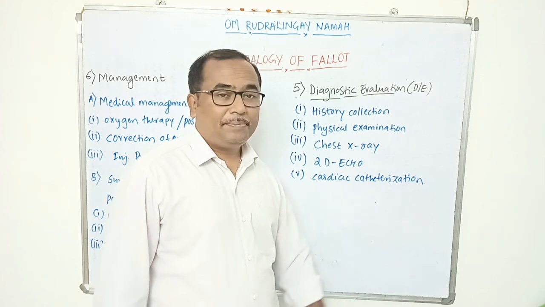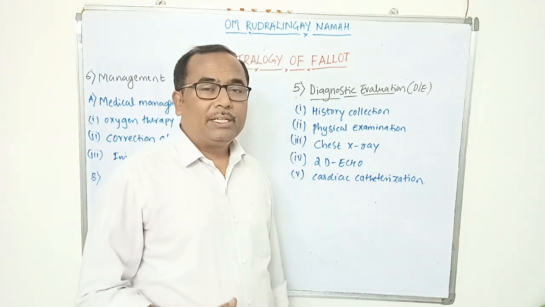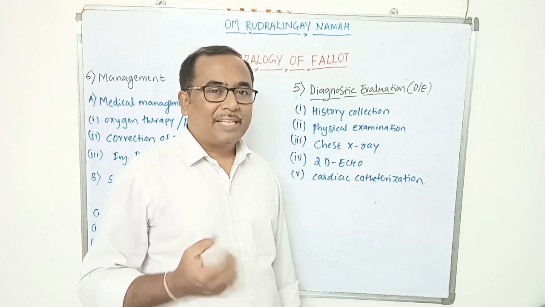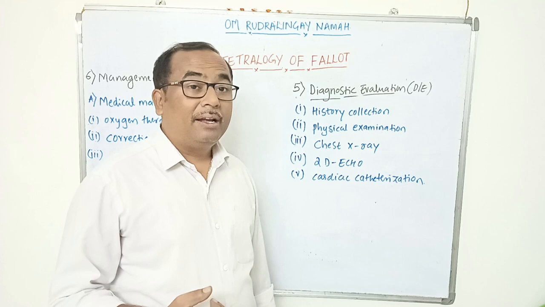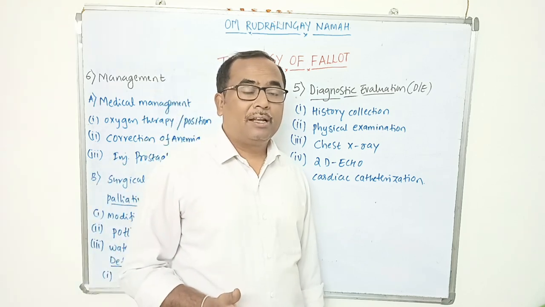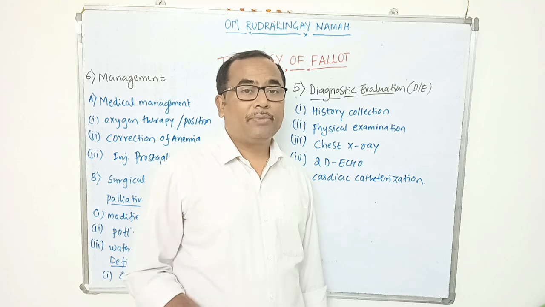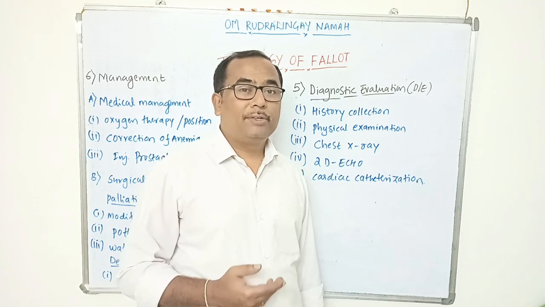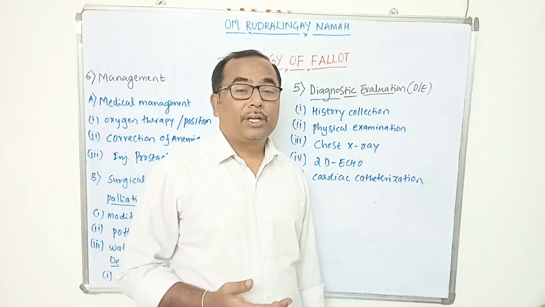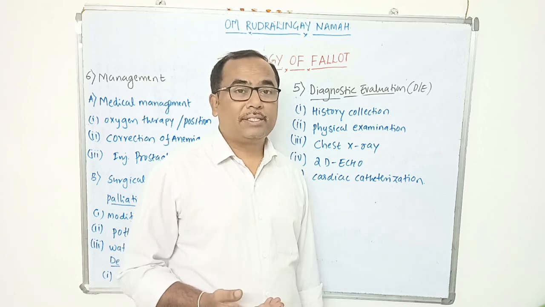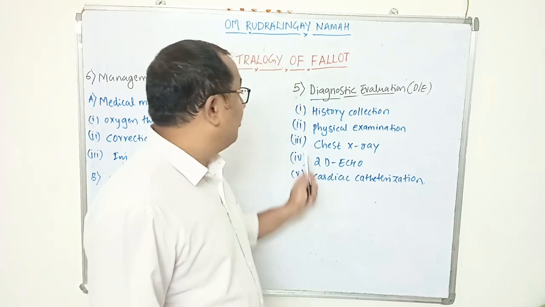Next one is physical examination. When you do a physical examination of a baby with tetralogy of Fallot, you can see there will be cyanosis, bluish discoloration of skin, nail, lip, tongue, you can notice, and there will be clubbing of fingers, which we can see because of hypoxia. And you can also see there will be tachycardia, tachypnea, shortness of breath, all those things. So all those findings we can see in the case of a physical examination.